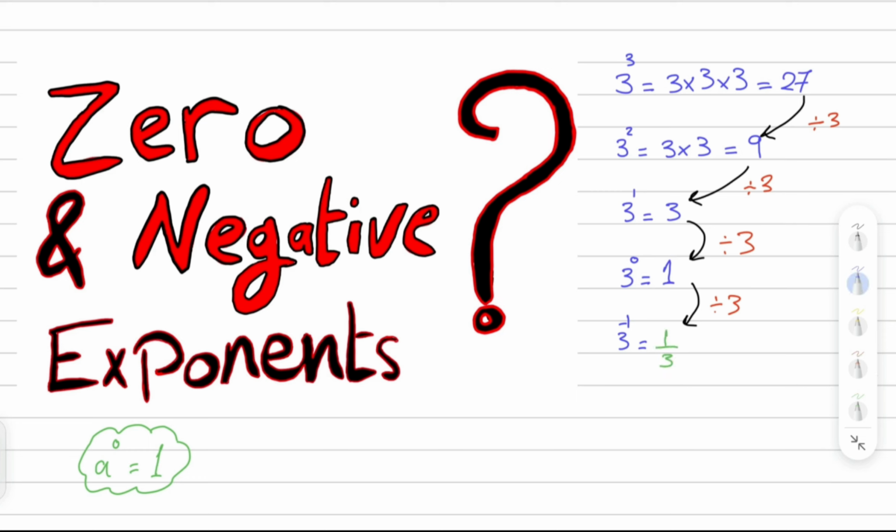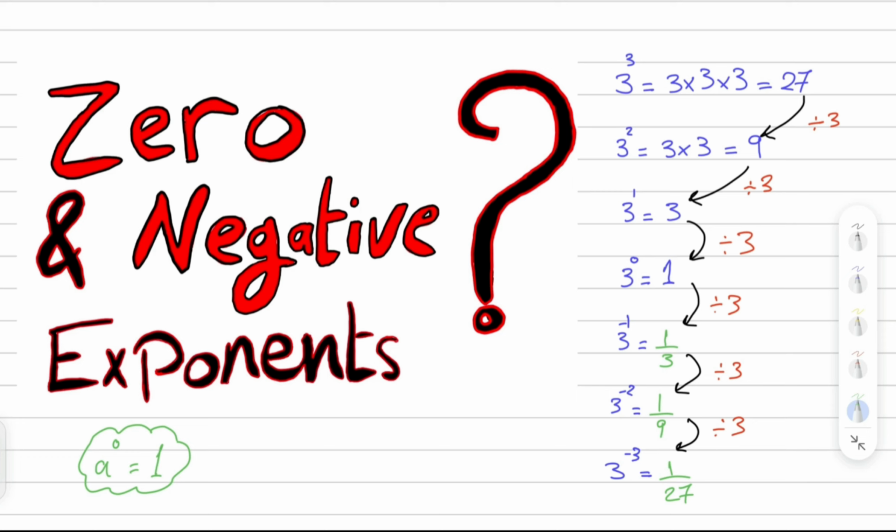What about 3 to the power negative 2? Follow the pattern. We're going to divide by 3. 1/3 divided by 3 is 1 out of 9. Again, what is the value for 3 to the power minus 3? Follow the pattern. Divide by 3. 1/9 divided by 3 is 1 out of 27.